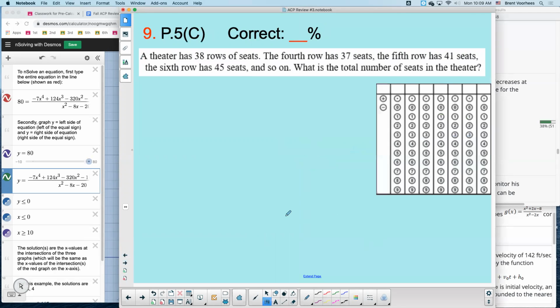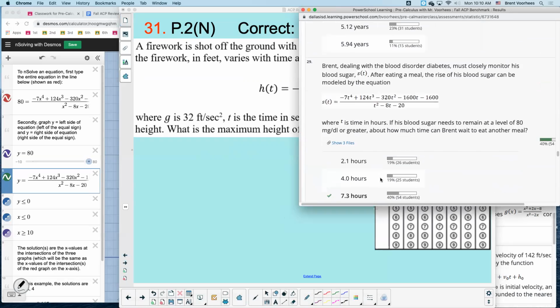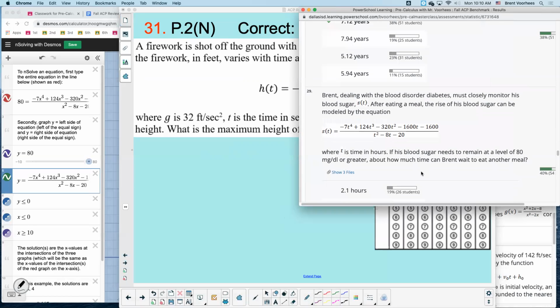All right, and before I move on to that one, I'm going to finish with this firework problem. It says a firework is shot off the ground with an initial velocity of 33 feet per second. Pause. Let's see how we do in that problem. 40% got that right.